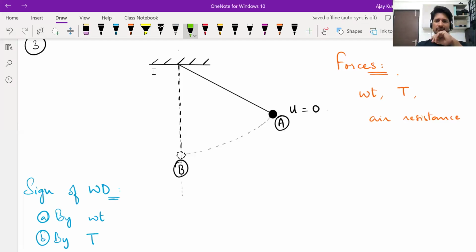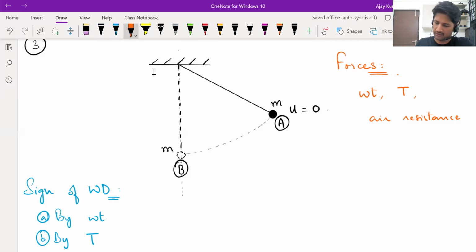Weight is a constant force or a variable force? Constant, sir. For small distances above the surface of Earth, gravity is not going to change much. Mass of the object doesn't change anyway. So weight is mg and it's constant in magnitude as well as direction.